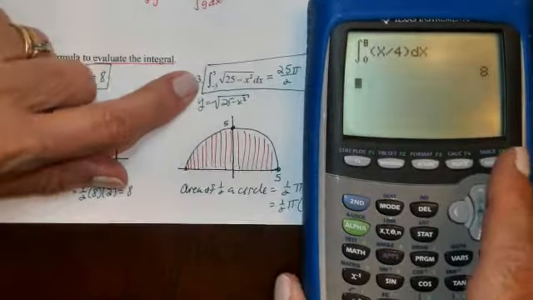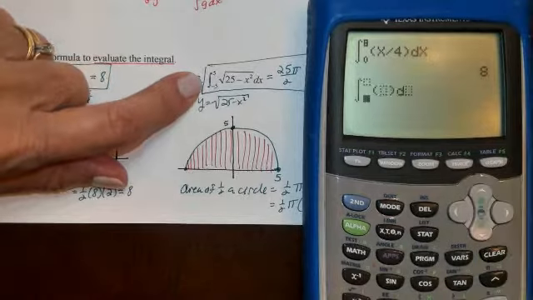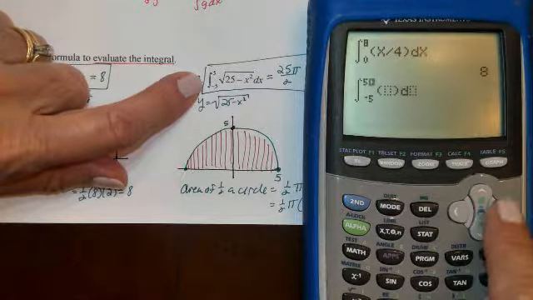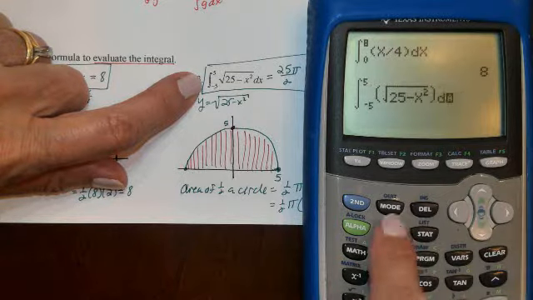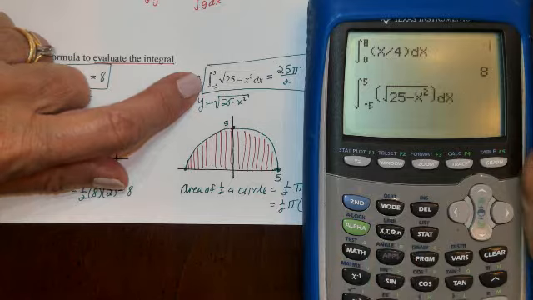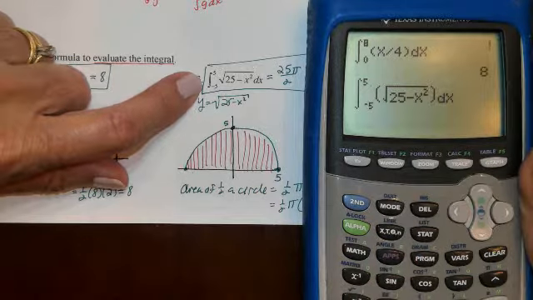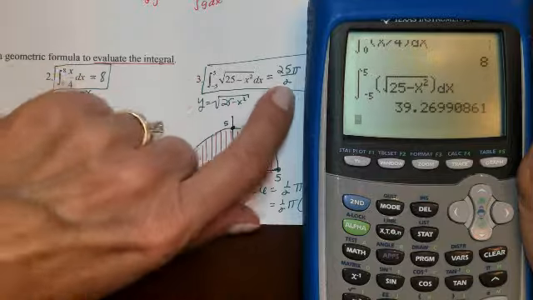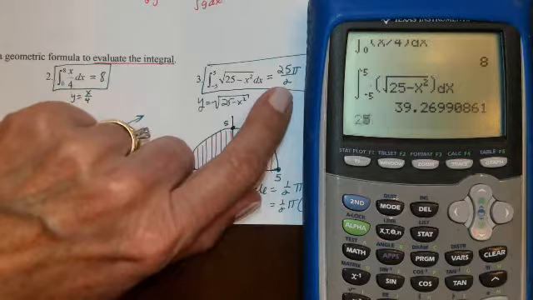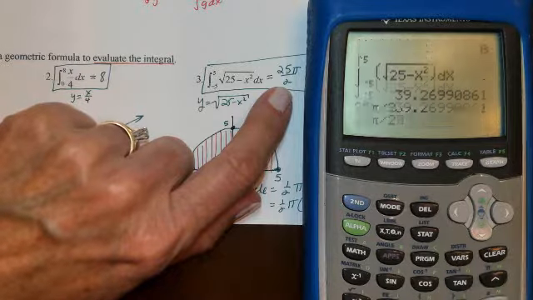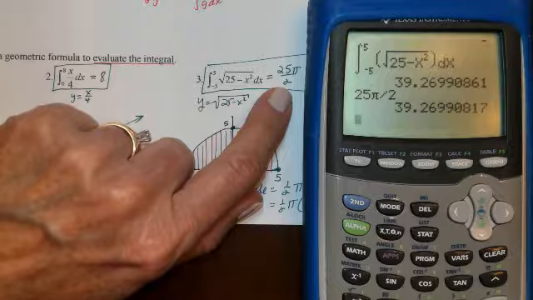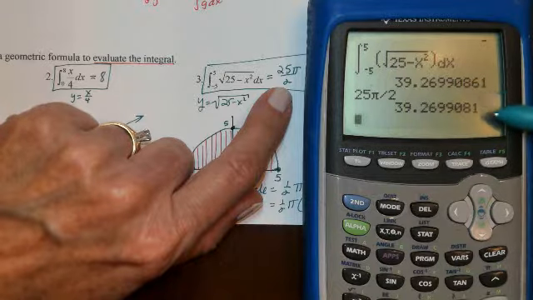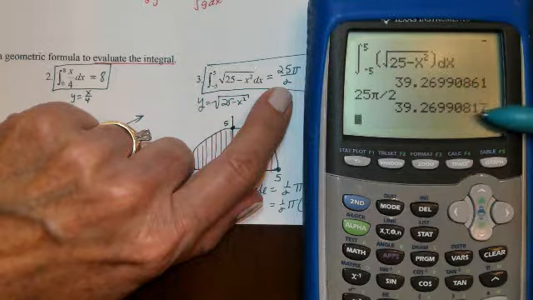For this one, it's going to be a little bit harder to see. Math 9, negative 5 to 5, square root of 25 minus x squared with respect to x. It's working. Okay. It's hard to see that that's 25 pi over 2, right? But if we type in 25 pi over 2, we see that it looks like they're the same after all. Does it show that they are the same? Almost. Almost. There's a little error here, right?